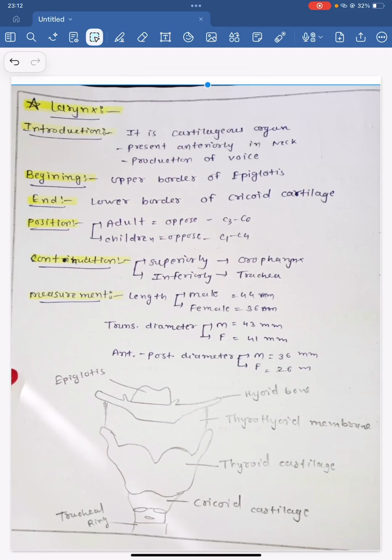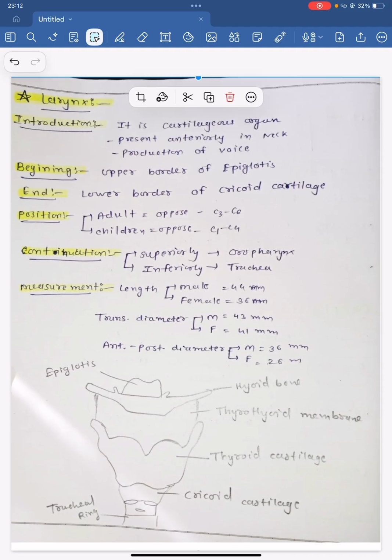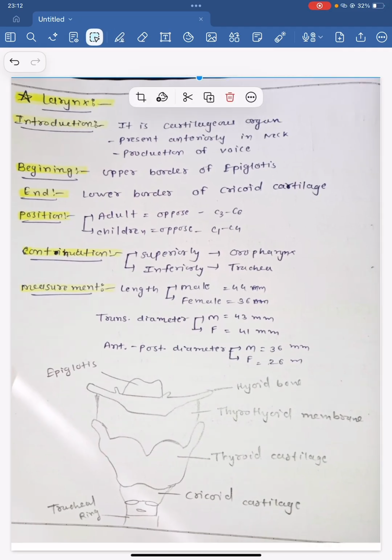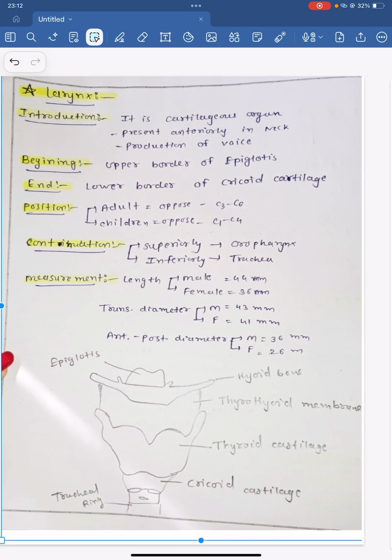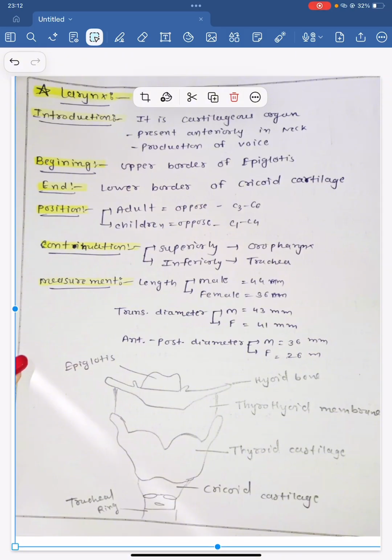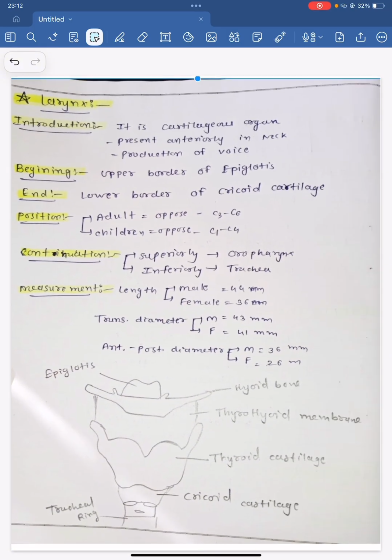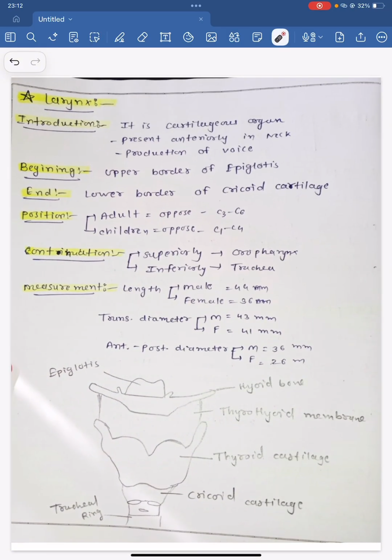So you can come to the larynx part. It is an important topic which is going to be asked for 5 marks. I guess it was repeated in the 2023 batch. Introduction: it is a cartilaginous organ present anteriorly in the neck. Production of voice is its function. Larynx is one of the respiratory organs. It lies between the root of the tongue above and the trachea below.